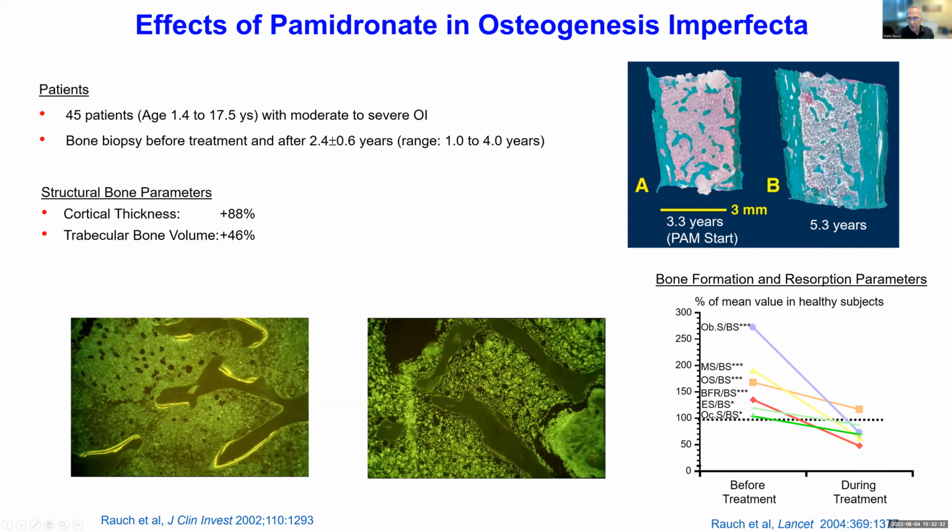You see here an example of a boy who started the treatment at 3 years of age, and over the next 2 years, the cortical thickness increased a lot. And that's what we see in most patients, that cortical thickness increases. Trabecular bone volume also increases, but a bit less than the cortex. At the same time, you see that the tetracycline labeling is more sparse, or in this particular field, not visible at all, because the bone formation and resorption activity decreases a lot. So you can see with all these parameters that we measure that they go down with bisphosphonate treatment.